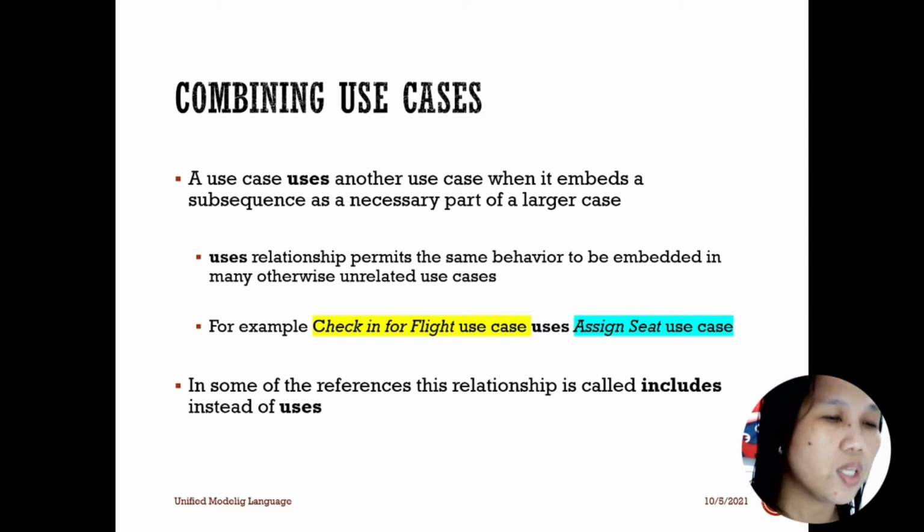Say, for example, the check in for flight use case uses the assign seat use case. These are different cases, but the check in flight use case can use the assign seat use case because they are interrelated cases. In some references, this relationship is called includes instead of uses.